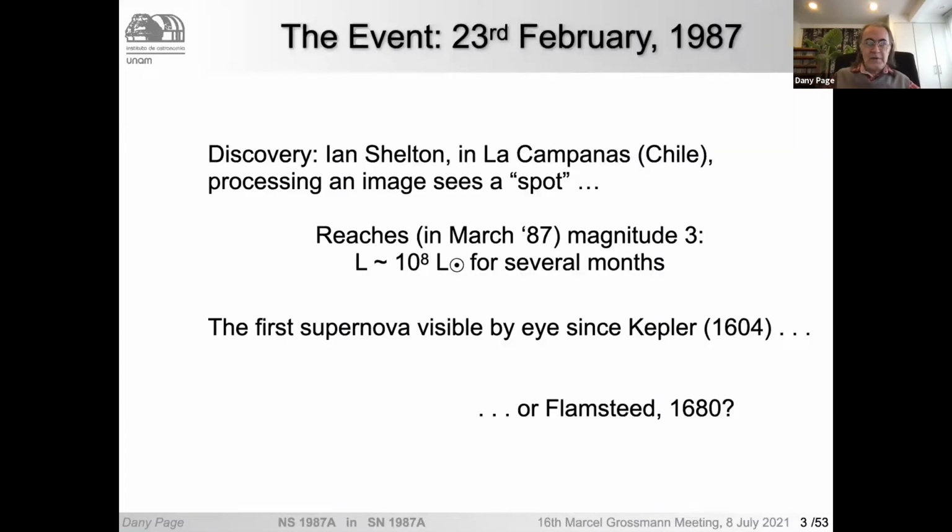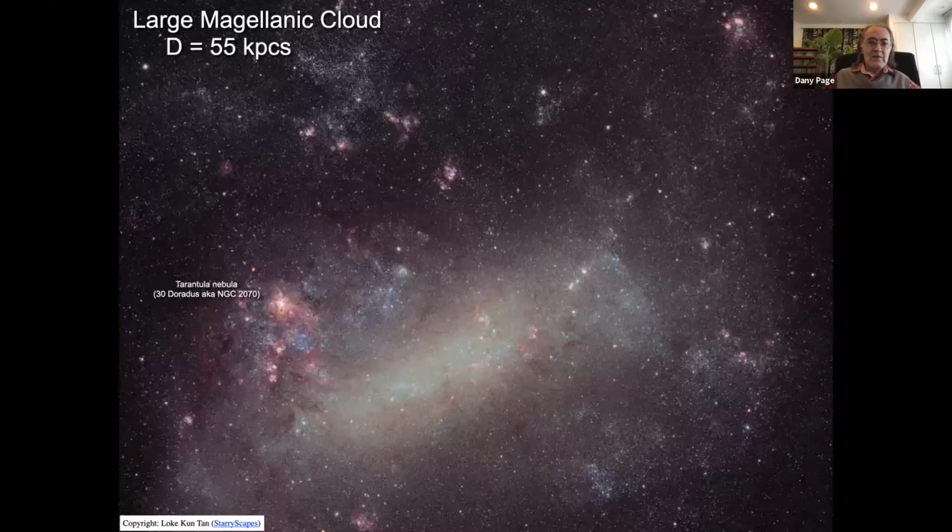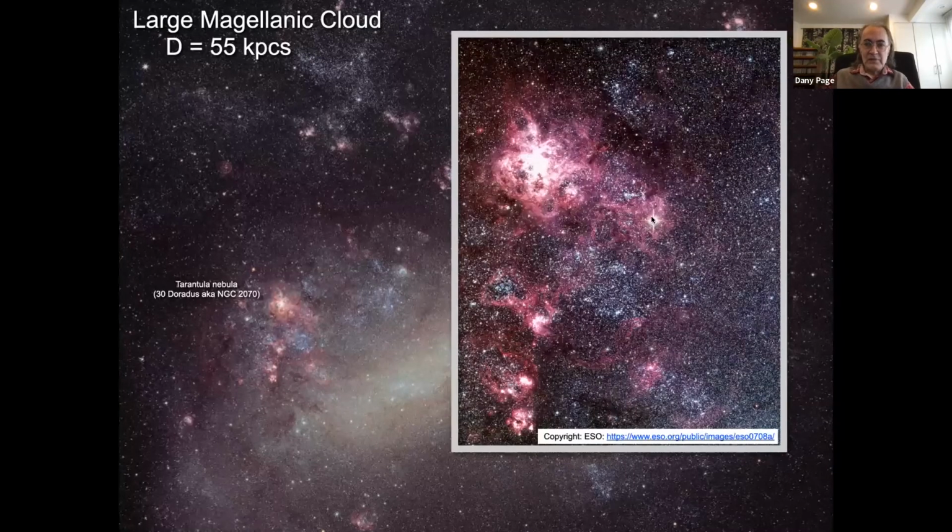So let's look at supernova 1987A. It occurred on the 23rd of February 1987, discovered by Ian Shelton at Las Campanas Observatory in Chile. It was the first supernova visible by eye since Kepler, even though there's a possibility that Flamsteed in 1680 did see the supernova from Cassiopeia A, but not everybody agrees that what Flamsteed saw was really the supernova. Supernova 1987A occurred in the Large Magellanic Cloud, 55 kiloparsecs away. Here is the explosion of the star the day after the explosion.